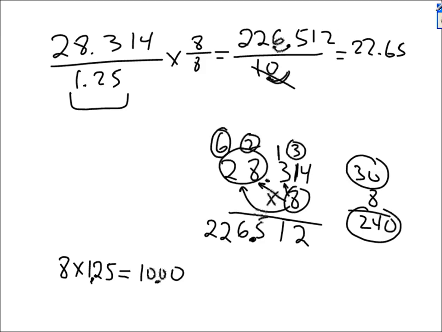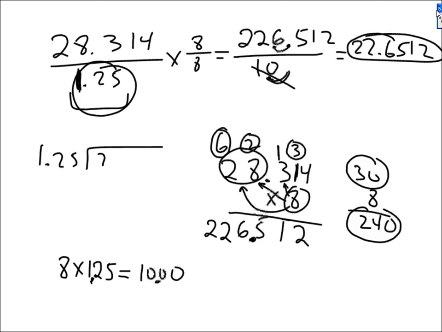Okay, I did a lot of talking, but all I did was multiply the top number by 8 and move the decimal in one place. I'd rather multiply by 8 than divide by 125. Because you can't divide by 1.25. If you are actually going to do this problem this way, you have to move it in 2 places. That is, you're really going to do 125 into 2,831.4.